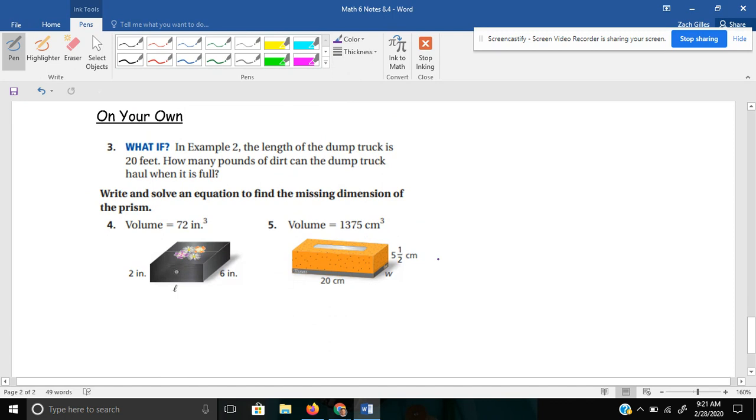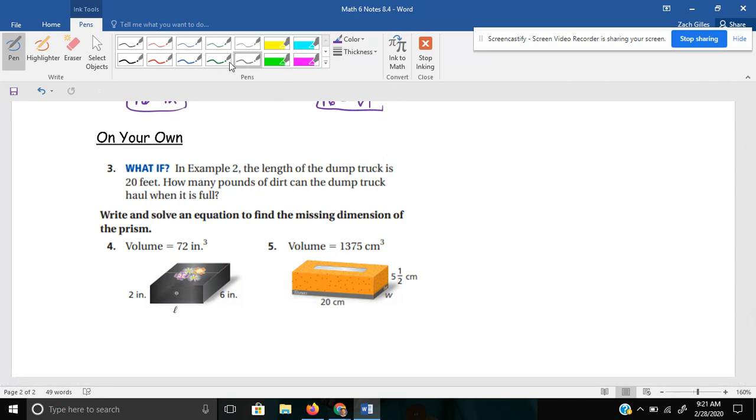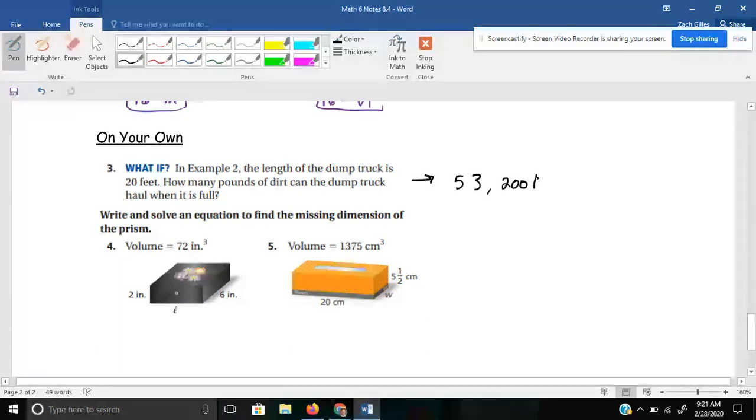All right, to finish up today, please pause now. Try 3, 4, and 5 on your own problems. And as always, let me know if you need some help on them. All right. For this one, it was a what if question. What if in example 2, the length of the dump truck is 20 feet? How many pounds can it haul? So you basically just had to change your feet to 20. So that would increase it to 53,200 pounds.